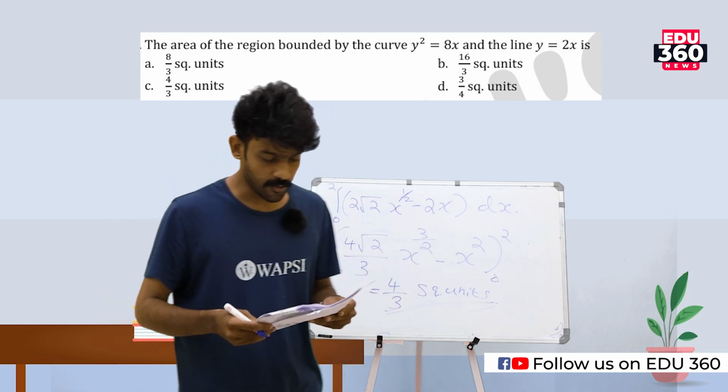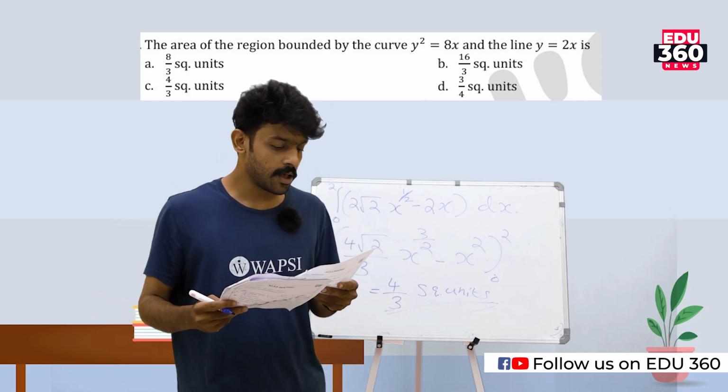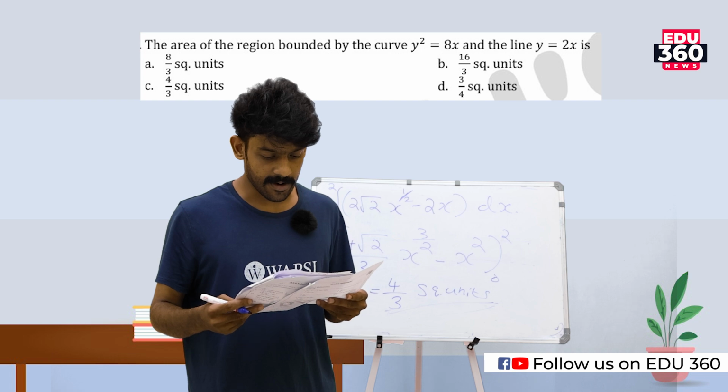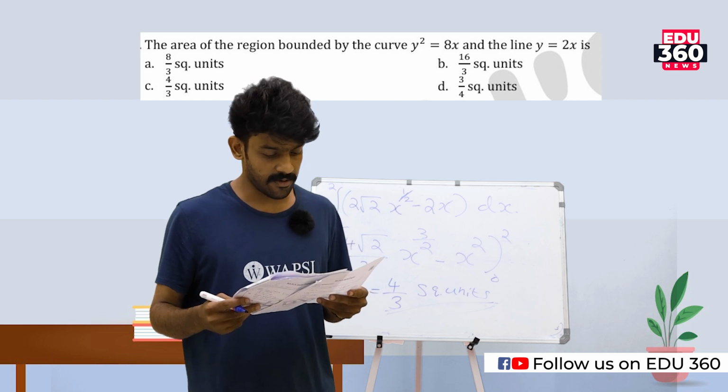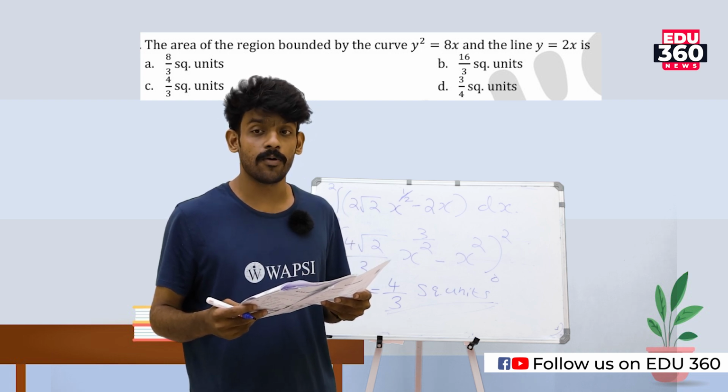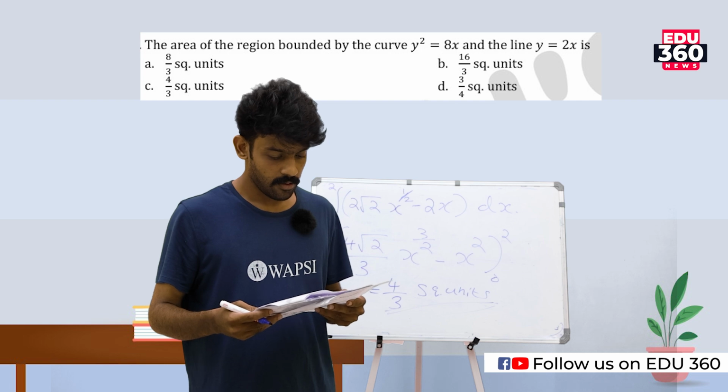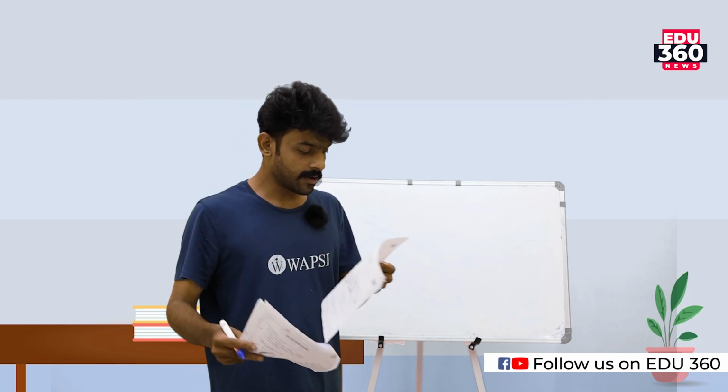Okay, so for this question, which is the correct answer? Option C is the correct answer. That is, 4 by 3 square unit is the correct answer for this one. Okay, so hereafter we are moving on to another question.